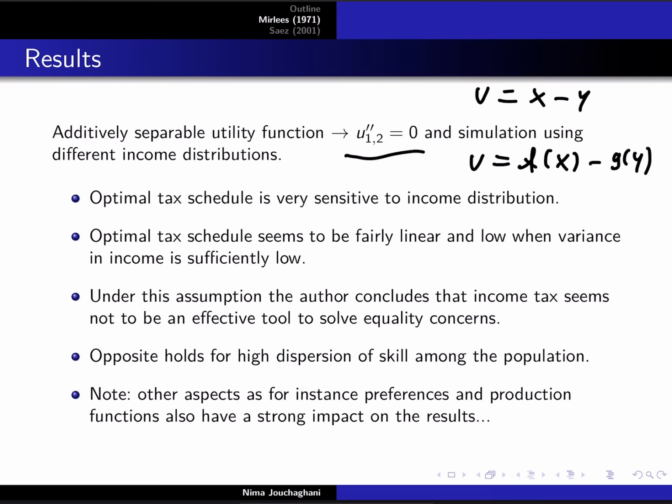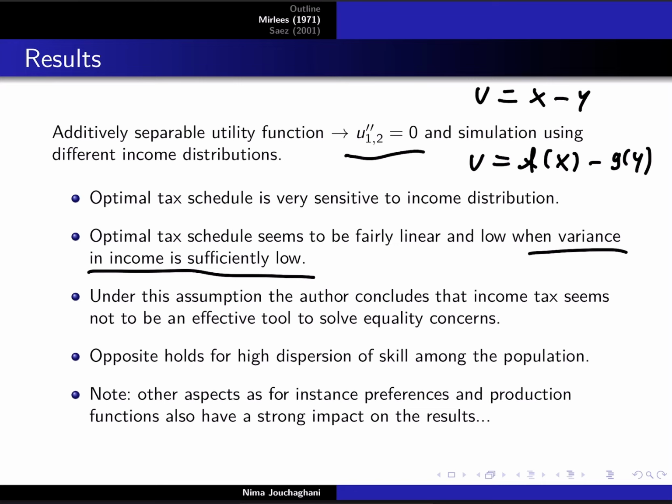Sometimes he has a degressive tax schedule. And what he finds most of the time, actually, for his assumptions, is that the tax schedule seems to be fairly linear, and tax rates in general are very low whenever the variance of income is sufficiently low. If you think about application, since you cannot observe ability, the only thing that you can rely on is income. And he's saying that if the variance of income is low, then the optimal tax schedule is linear and the tax rates in general are very low.